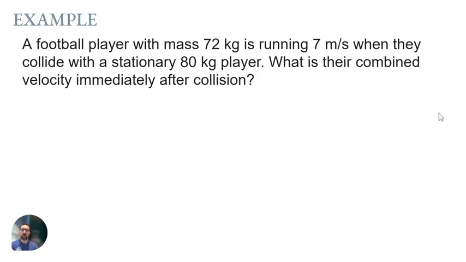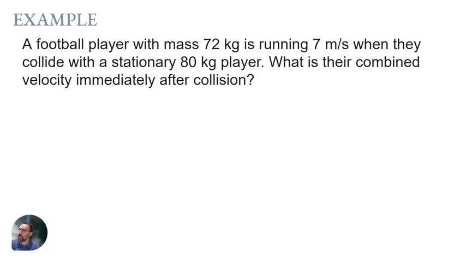Let's take a look at an example. A football player with mass 72 kilograms is running 7 meters per second when they collide with a stationary 8-kilogram player. What is their combined velocity immediately after the collision?